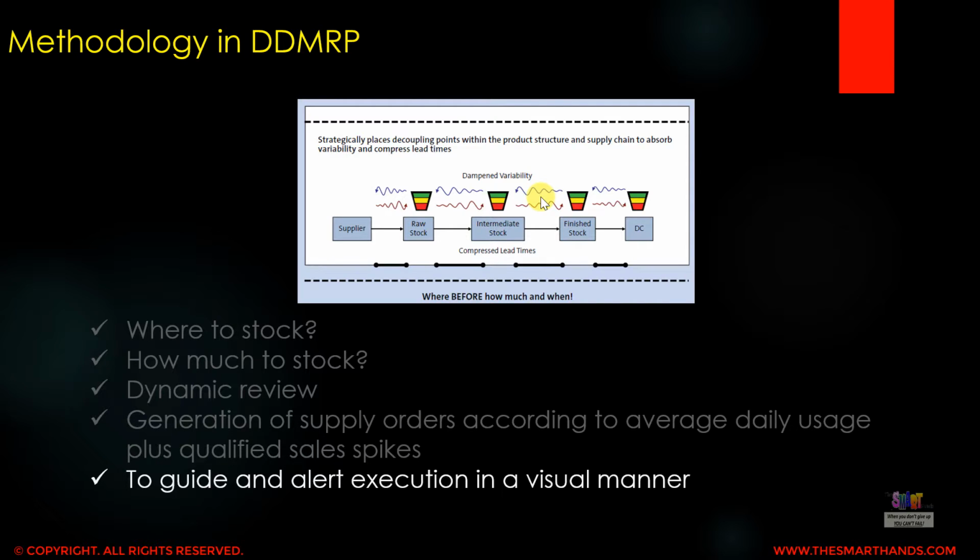To guide and alert execution in a visual manner. So again, different apps are available that can guide you visually for any changes, any alert or any modification. For example, the system can propose that here we need to change the safety stock, or here we need to increase the safety stock levels, or here we need to decrease the safety stock levels. All these functionalities are available in the system, and we'll see them in later videos.